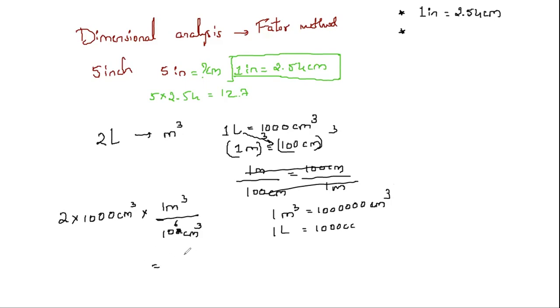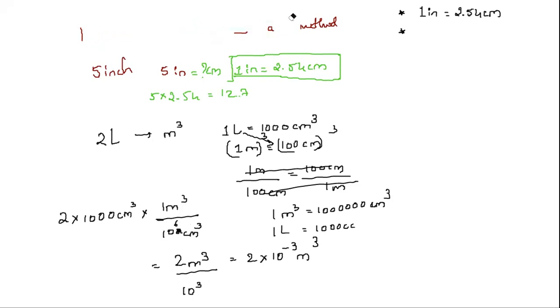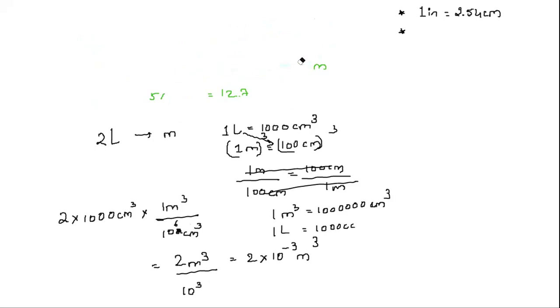So what do I get here? 2 meter cube, 3 zeros here, and 3 zeros cancel. I get divided by 10 raised to 3. So this is nothing but 2 into 10 raised to minus 3 meter cube. This should be known to us. Coming to another example, we'll take another example.